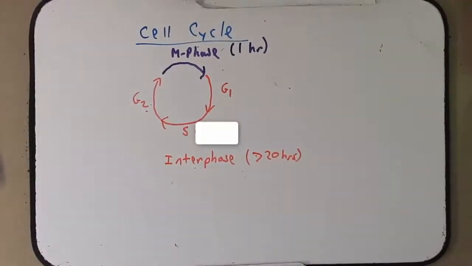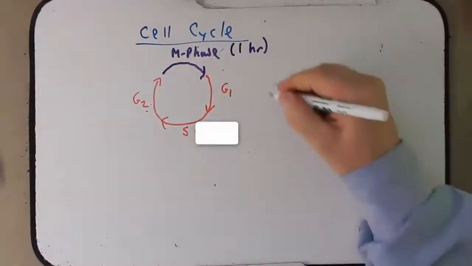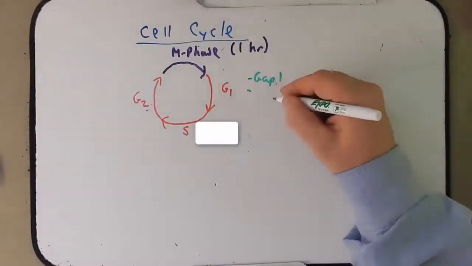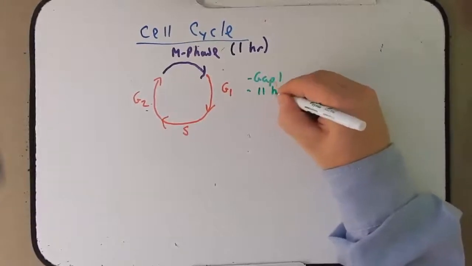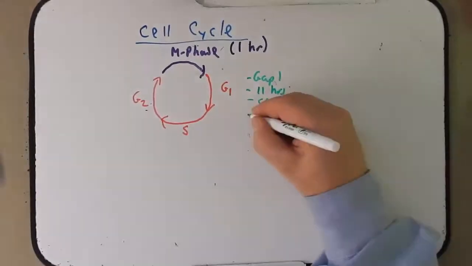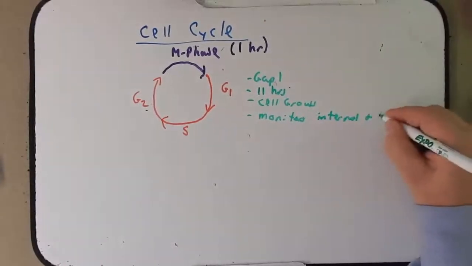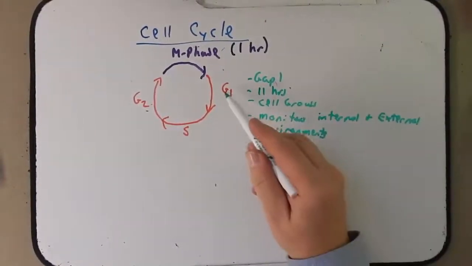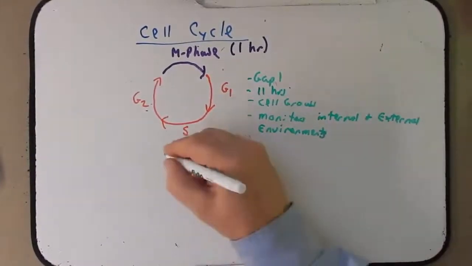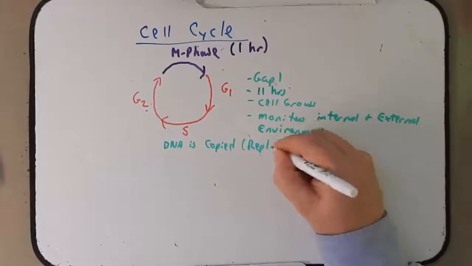All right, I'm going to erase interphase here because I want to focus on the individual parts of G1, S, and G2. G1 here stands for gap 1. G1 can last about 11 or so hours, depending on the cell type. During G1, the cell grows and it monitors the internal cellular environment and external environments to see if it's receiving the signals necessary to go from G1 to S phase. In S phase, this is when the DNA is copied. This is when DNA replication occurs.